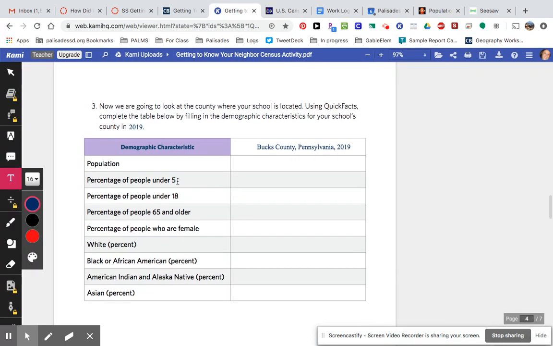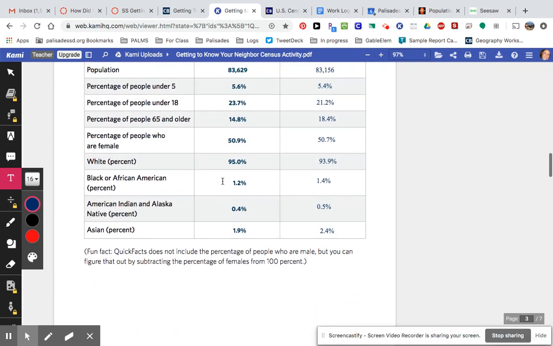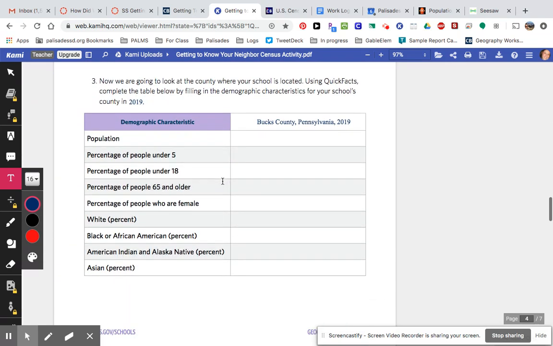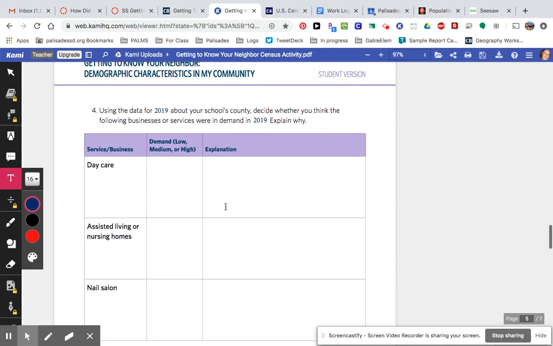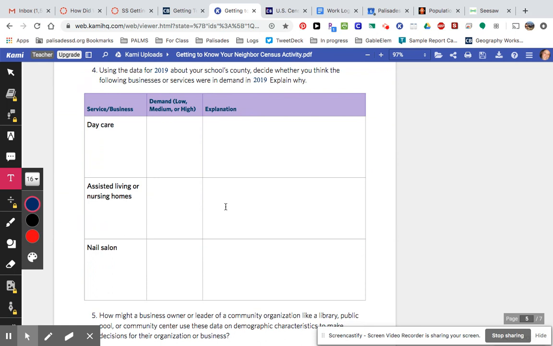You'll notice that they do ask for all the same things. Anyway, so that's what you're going to complete tomorrow. And then what I want you to do is think about, based on the numbers that we get, how does this maybe influence the way a daycare business would think, or an assisted living or nursing home, or a nail salon even, okay?